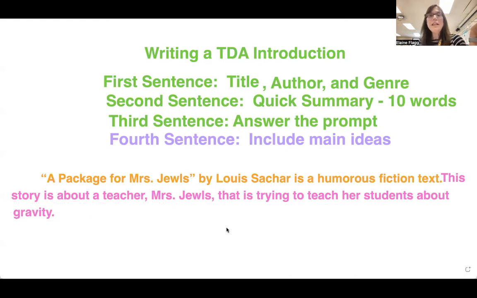And that's all you need, just to show everybody, oh, I know what this story was about. But you don't want to give too much away because you're going to be telling everyone about the different humorous fiction elements in your main idea sentences. Okay, so then we go on to the third sentence. The third sentence says, answer the prompt. Whoop, I forgot what the prompt was. So let's go back. What is the prompt?